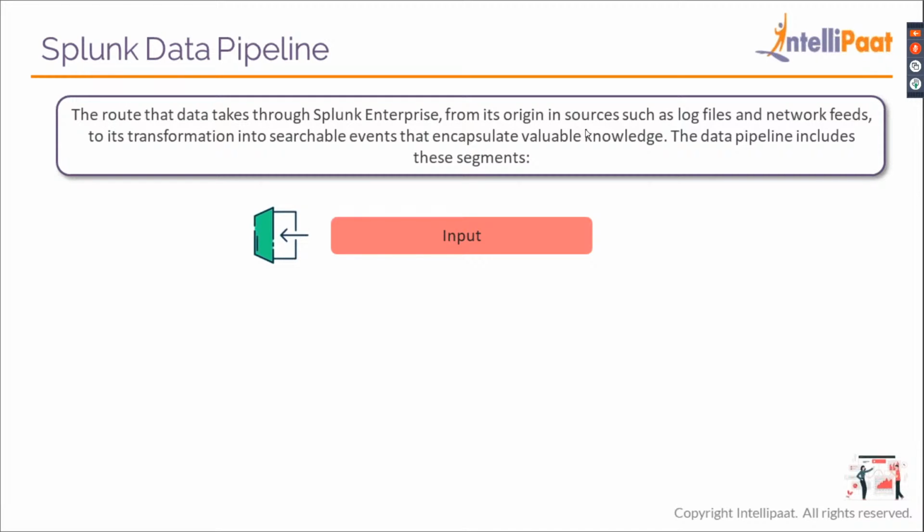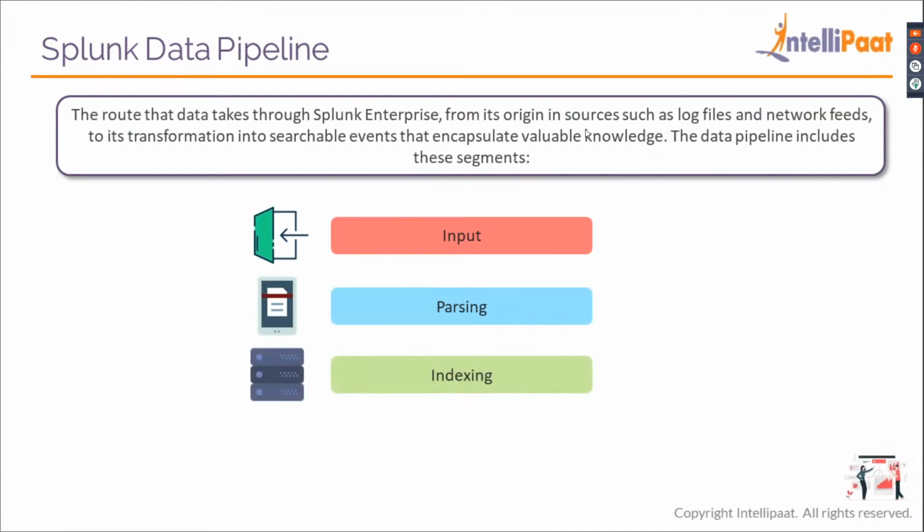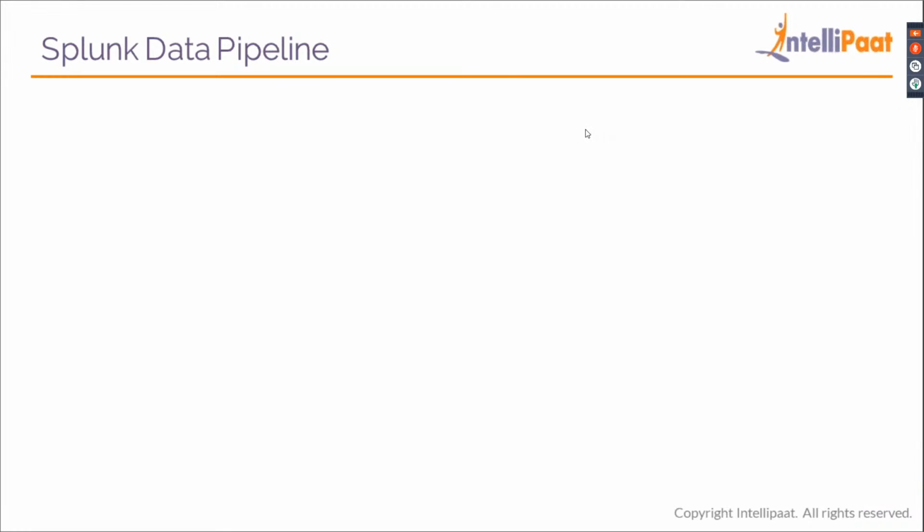In the data pipeline, you have different segments. You have the input segment, the parsing segment, the indexing segment, and the search segment. Data flows through all of these segments. It goes from input to parsing to indexing to searching. That's how the data flows. We'll see in the diagram what happens when the data flows through all of that.